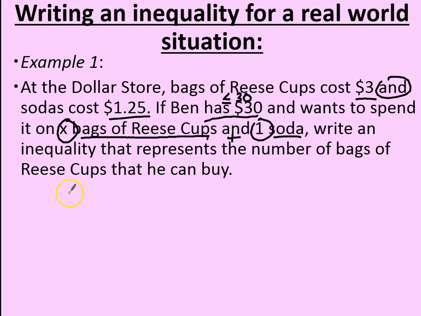So he's going to pay $3 for each bag of Reese cups, which would be x, so 3 times x, 3 times however many he buys, plus he's buying one soda, which is $1.25. And that total, the amount for the Reese cups plus the soda, has to be less than or equal to 30. And there's your inequality.